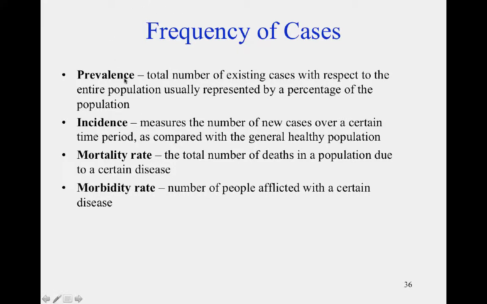Now, the epidemiologist will track prevalence, which is the total number of existing cases with respect to the entire population. Usually it's a percentage. Incidence, the new cases over time, and then mortality and morbidity. Mortality is, just remember, deaths. Morbidity is the people who are affected or afflicted.